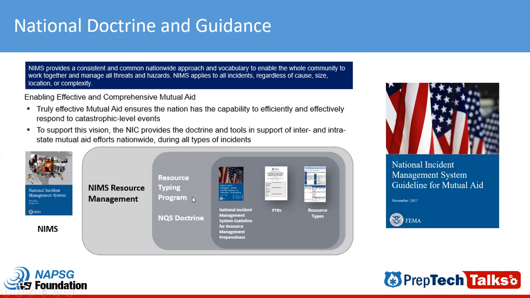And within NIMS, there's something called the Resource Typing Program, which I'll talk about momentarily, as well as the National Qualification System. And there's supporting National Qualification System doctrine, as well as position qualification sheets and task books. And further supporting that is a NIMS guideline for resource management preparedness. And then as well, there's the NIMS guideline for mutual aid specifically. So if you want to dive deeper, the slide deck that we're using will be provided afterwards, and it will include links to all of these resources for you.